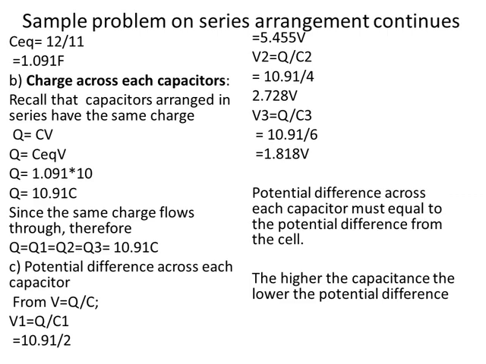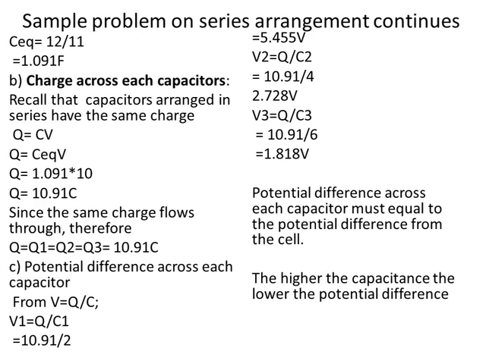Now to the last question, which asks for the potential difference across each of the capacitors. From V equals Q over C, V1 is Q over C1. We need to get the potential difference for C1, for C2, and for C3. So V1, the potential difference for C1, is Q over C1. We have gotten our Q to be 10.91, divided by 2, which is C1. So our answer there is 5.455 volts.